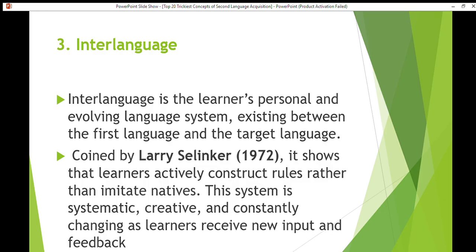Interlanguage is the personal language system of a learner. It is between the first language and the target language. It keeps changing as the learner improves. Errors in interlanguage are normal and show learning. Just imagine a learner says, "she go to market yesterday." This is not correct English, but it shows progress.